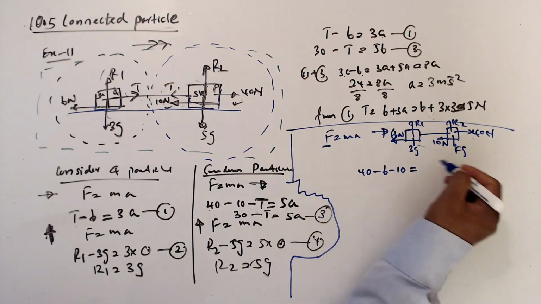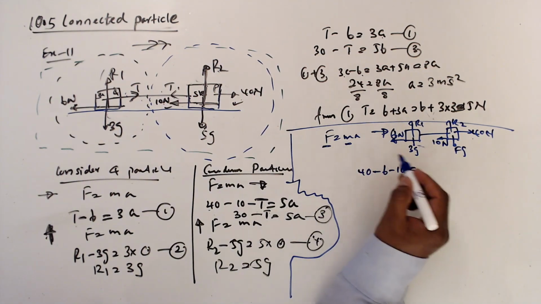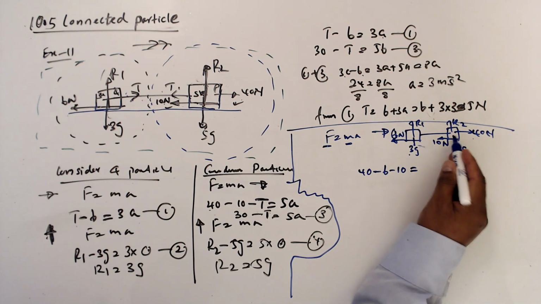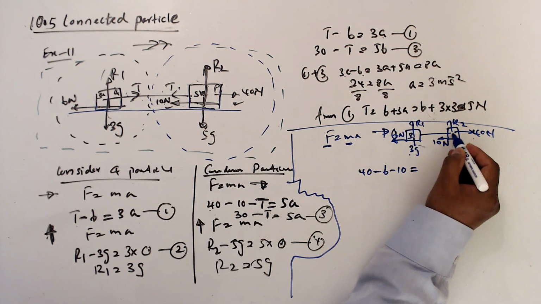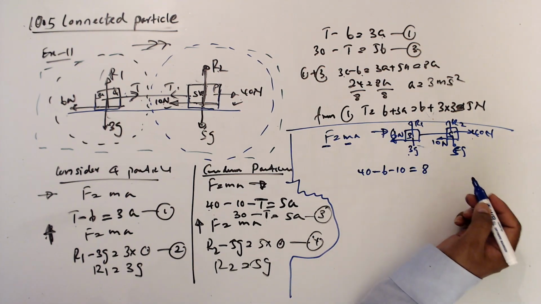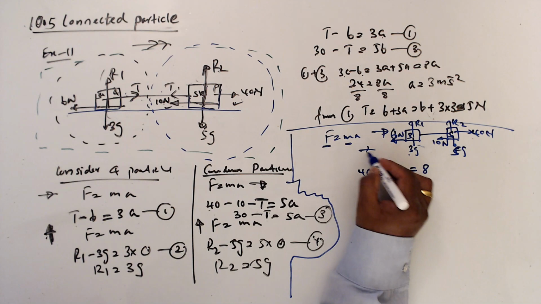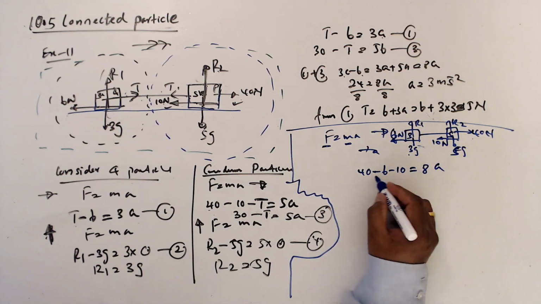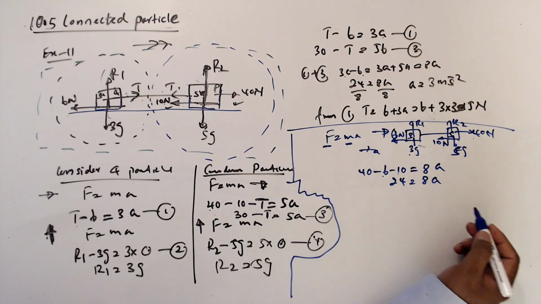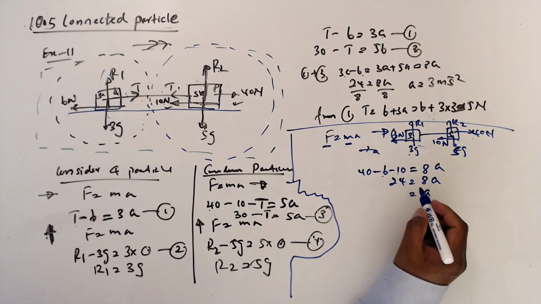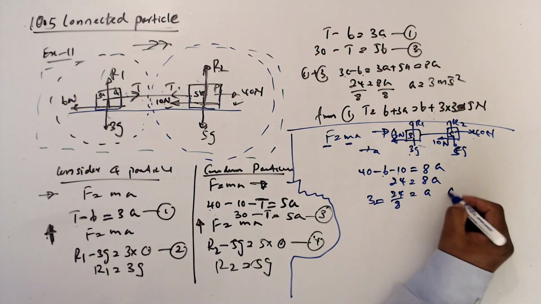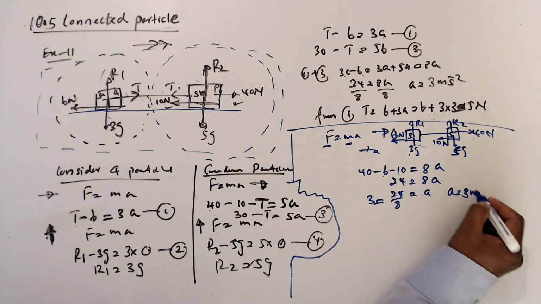Now what is the mass M? You have to consider the total mass, that is 3 plus 5, this is 3 and this is 5, so 8. And the acceleration is in this direction, let's say A. So then 40 minus 6 minus 10, this is 24, equals 8A. So A equals 24 divided by 8, which is 3. So A equals 3 m/s^2.